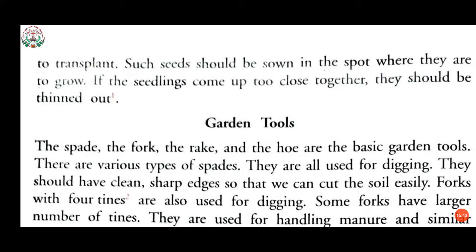Then in which type of condition only can we remove the plants from one place to another? Not in each and every condition can we do this transplantation. It has to be done within a limited time also, as the root of the plantlet, that is our young plant, little plant, must be kept moist. Many seedlings cannot be transplanted, meaning we cannot shift them from one place to another. Such seeds should be sown in the spot where they can grow properly and will not die.